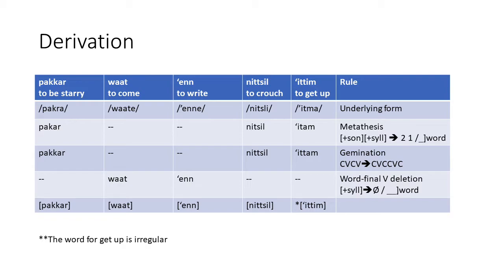And lastly, word final vowel deletion. Yes, there is a vowel, that E. So now it becomes what. That is how you get to come. So let's look at to write.